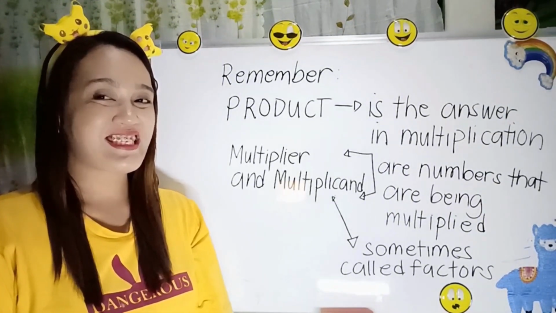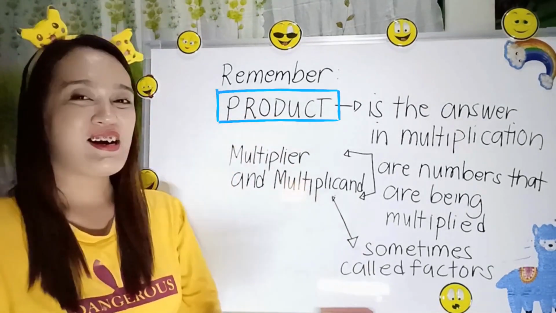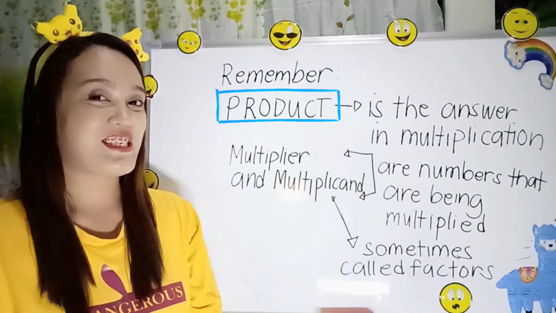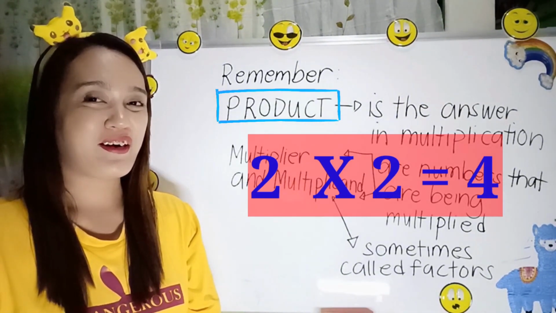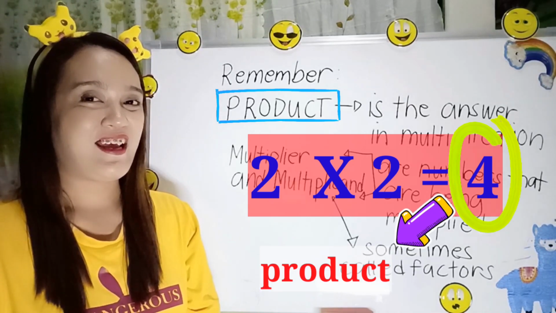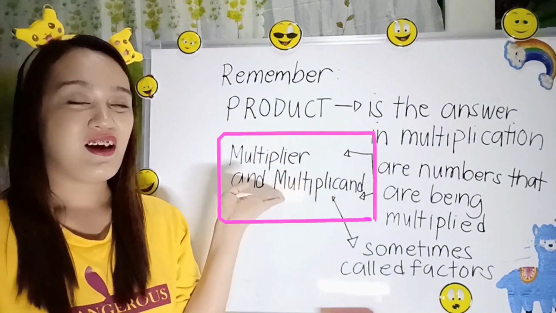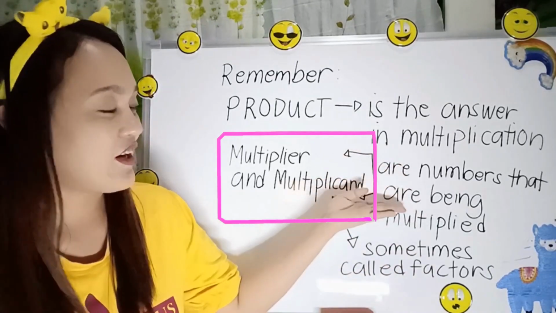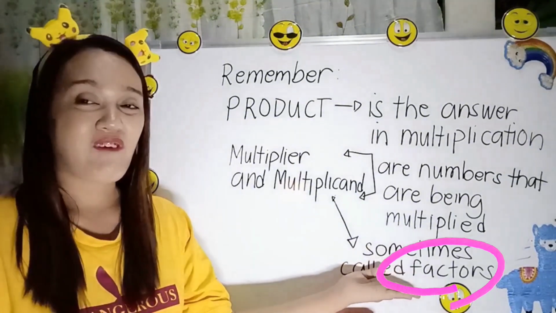Let us remember some important concepts. First is the product. Product is the answer in multiplication. For example, 2 times 2 is equal to 4. Therefore, 4 is the product. Another one is multiplier and multiplicand. They are numbers that are being multiplied, or they are sometimes called factors.